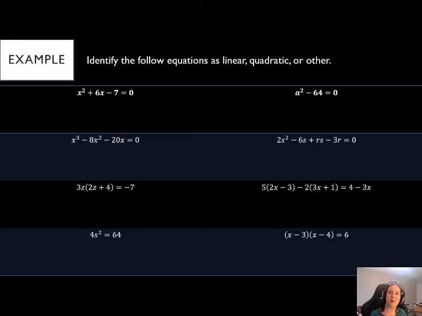So we're going to identify these equations as linear, quadratic, or other. I've got 8 examples here. Let's just do the first column, and then we'll do the second column. In the first column, we have x squared plus 6x minus 7 equals 0. What makes it quadratic is that your highest exponent is 2. That's what makes it a quadratic equation. So this is quadratic, and this is actually in standard form.